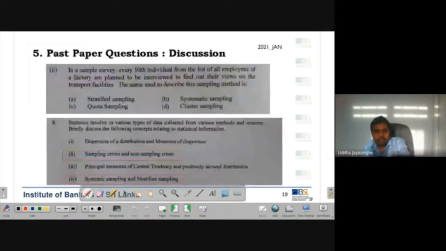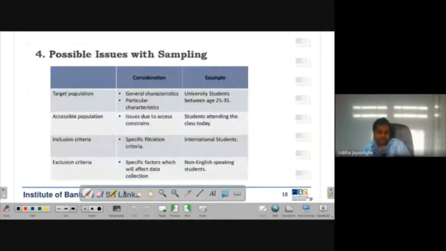Now here, before the past training questions, I've put one of these classic examples. Assume that you are trying to derive a sample from a particular population, and let's see what is going to happen when you finally try to do the sample. So look at my first target population. What is my target population? University students between age 25 to 35. That is the example I'm going to cover.